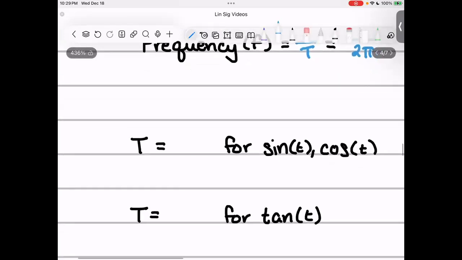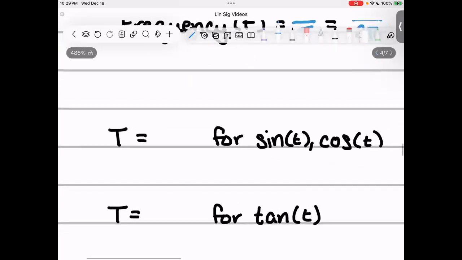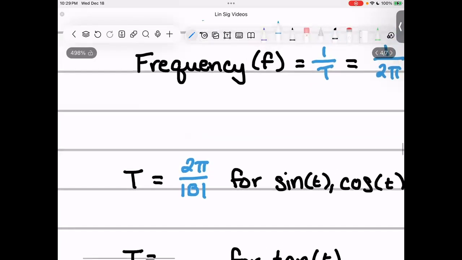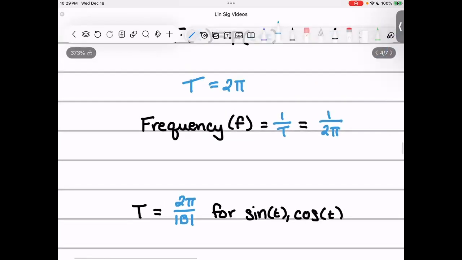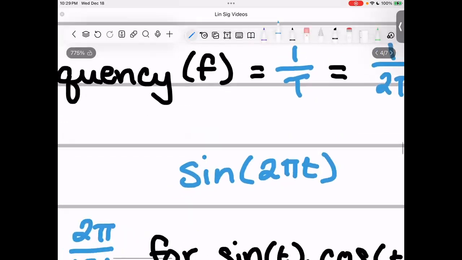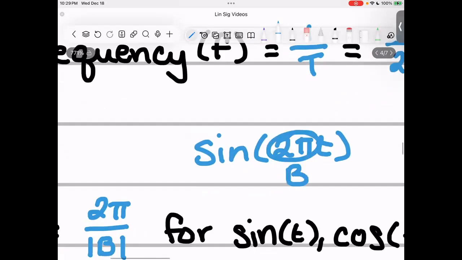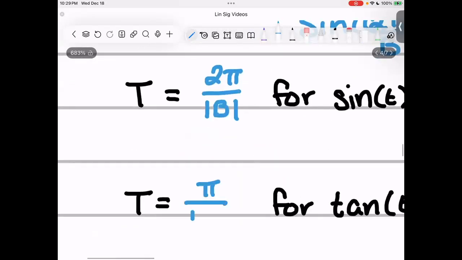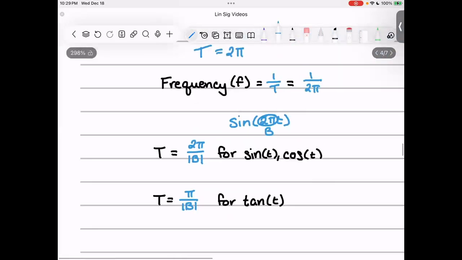There are mathematical relationships you can use to calculate the period for sine and cosine. For sine and cosine, we have 2 pi over the absolute value of b, where b is whatever the sine is being taken of, without the t. So for example, if you have sine of 2 pi t, you would be plugging in 2 pi for b. And then for tangent, it's just pi over b. That's how you calculate it.